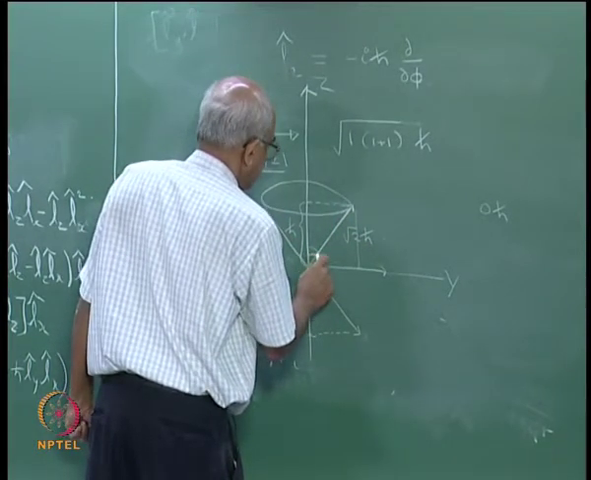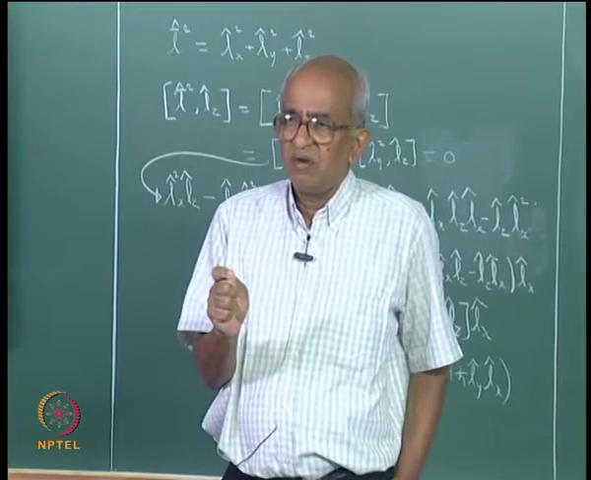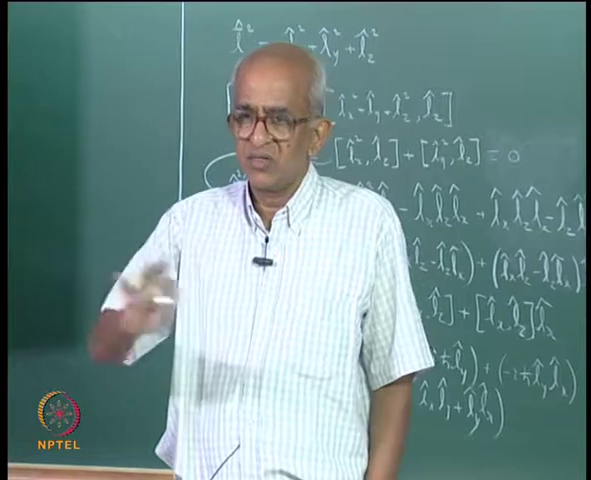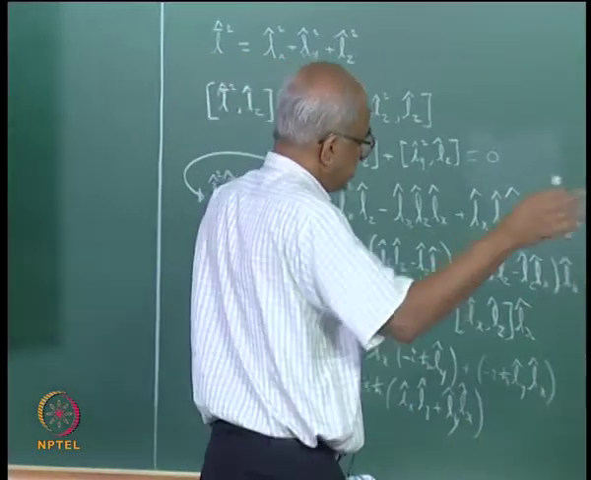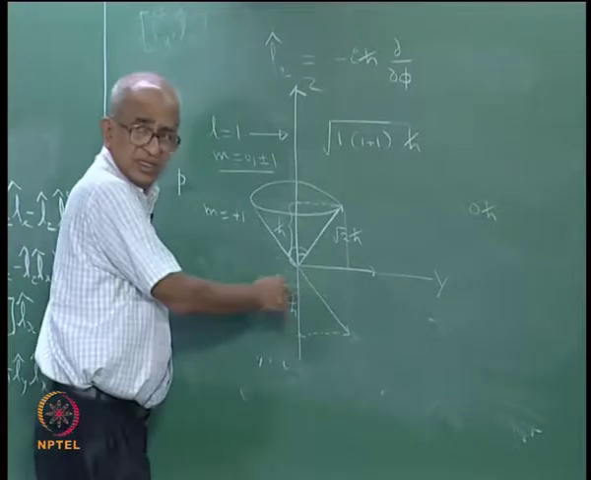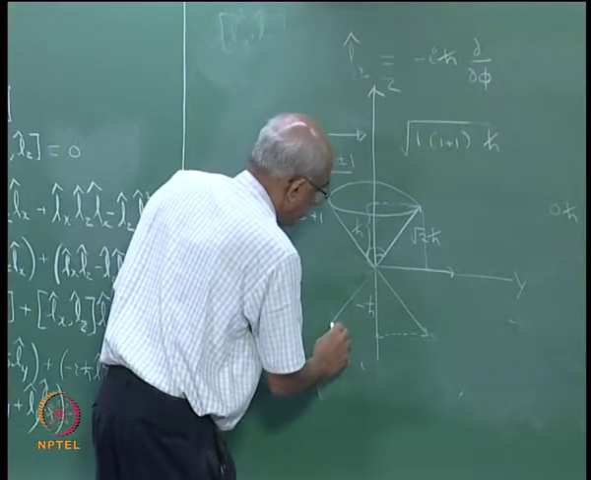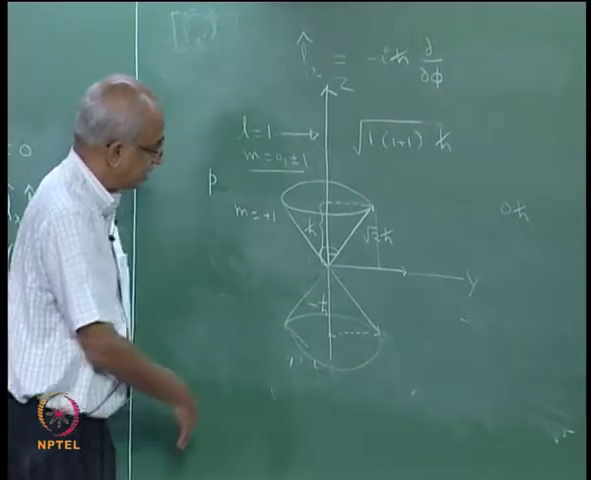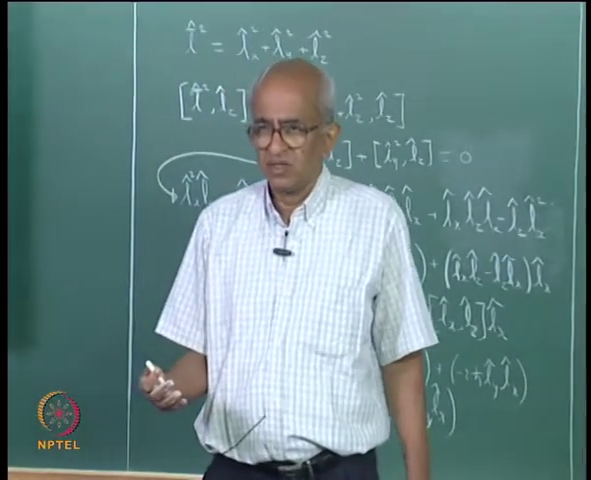All that I can say is that the interior angle of the cone must be such that the z component of the angular momentum has a value plus h cross. That is all that I can say. I cannot say anything about Lx and Ly, because they are uncertain. Similarly, in this case, I cannot say that this vector is lying in the zy plane, but I will have to say that it is oriented somewhere along the surface of such a cone, such that the z component of the angular momentum vector is minus h cross.